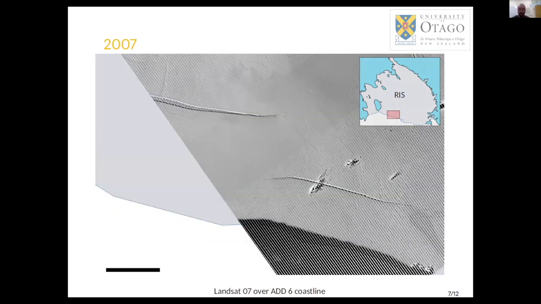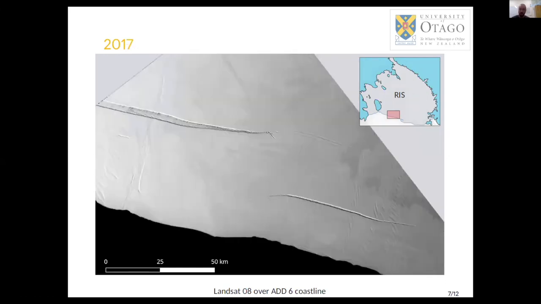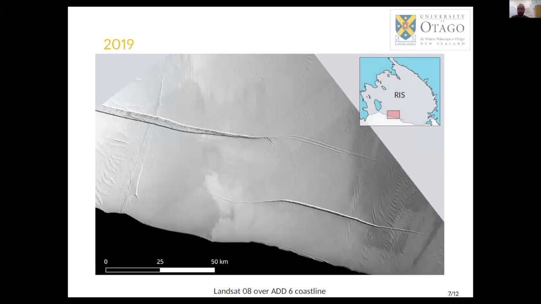So this is in 2007, 2014. This image here is important because we have some velocity fields that come from around this period. These are the rifts that I used as my seed rifts, like my starting rifts for my modeling, to apply the modeling approach. And then we'll compare with the present day geometry, which is here in 2019. So these rifts have propagated out farther since 2014.